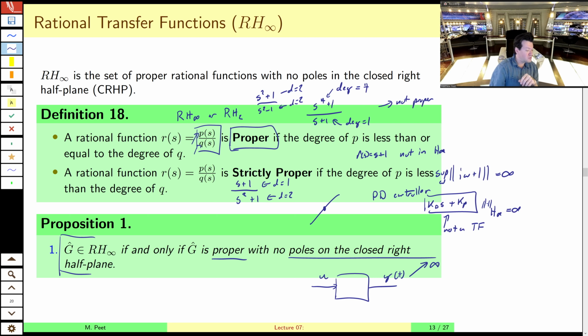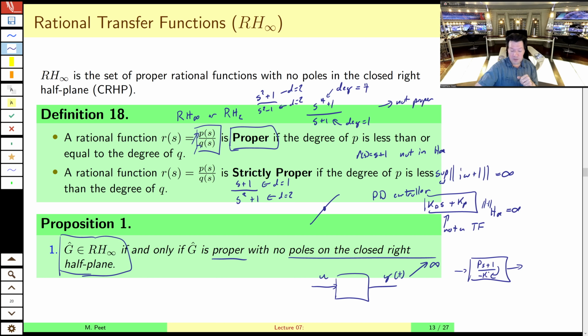Restricting ourselves to rational transfer functions allows us to very easily tell if a transfer function is a valid transfer function or not. We don't allow unstable transfer functions into our block diagram. Those are not allowed. And we likewise don't allow PD controllers into our block diagram. Also not allowed. Now you can put a PD controller inside a block coupled with something else, but the overall block must be in H∞.